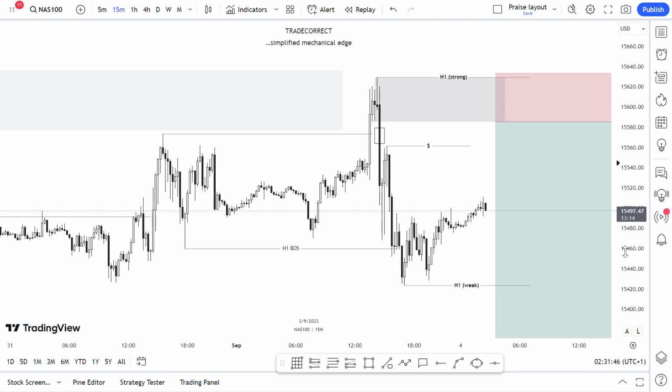I spoke about EURUSD, I spoke about AUDUSD, I spoke about gold, and I spoke about US 100. That's NAS 100, known as NASDAQ, whatever you want to call it.